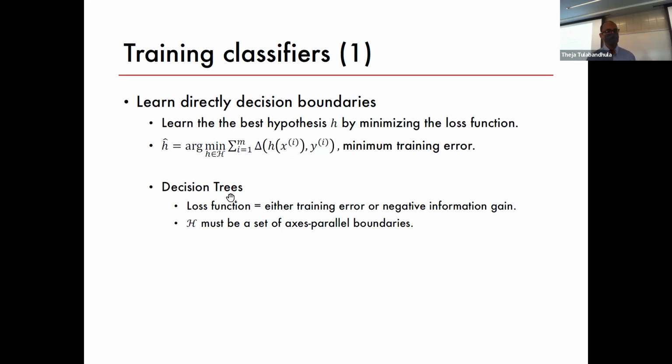And decision trees are basically doing that, right? So their loss function is basically training error, or misclassification error, or some function of information gain or some other measures that you have seen while doing node splits, right? And your hypothesis class, this collection of hypotheses, script H, is basically axis-parallel boundaries, in the sense that you basically split on one of these features. Let's think of a numeric situation.